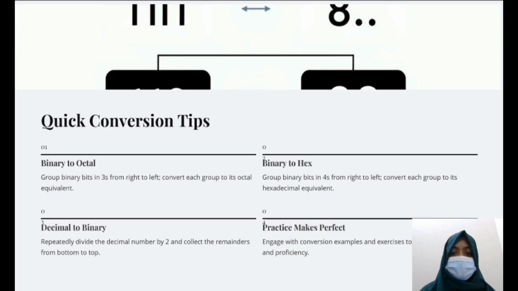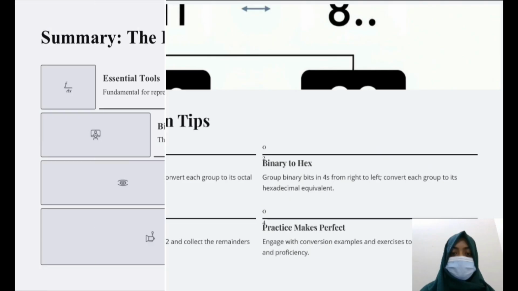Quick conversion tips. Binary to octal: group the binary digits into sets of 3 from right to left, then convert each group to its octal value. Binary to hexadecimal: group the digits into sets of 4, again from right to left, and convert each group to its hexadecimal value. Decimal to binary: divide the decimal number by 2 repeatedly and then read the remainders from bottom to top.